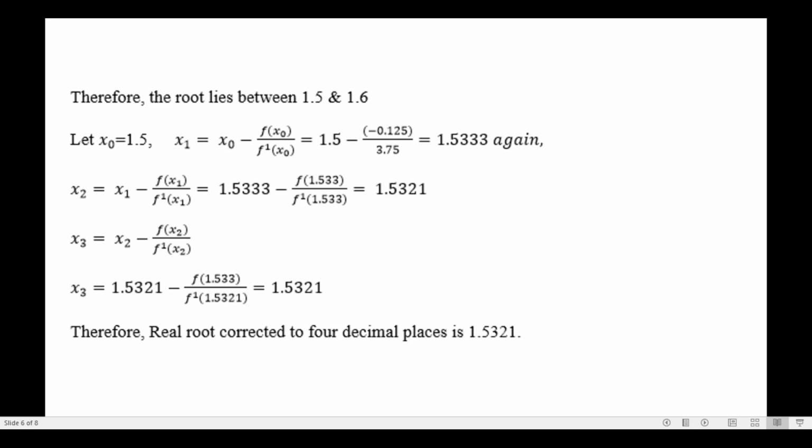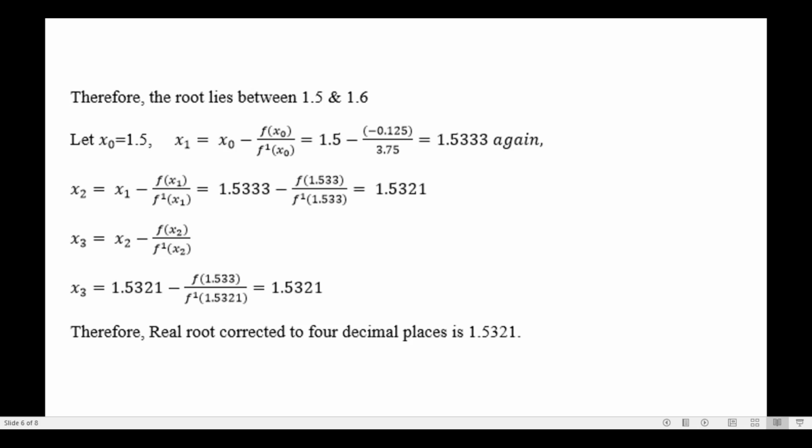The same process we can repeat for the next root, x3 is equal to x2 minus f of x2 divided by f dash of x2. So x3 is equal to 1.5321 minus f of 1.5321 divided by f dash of 1.5321, that is equal to 1.5321. So the root we got is the same as the previous one.